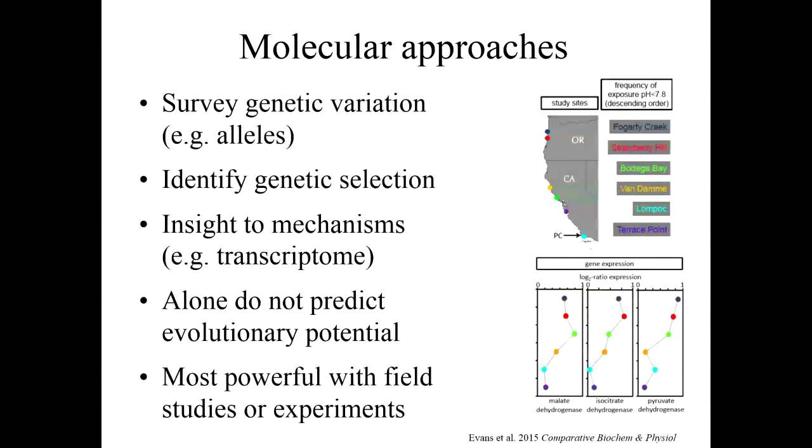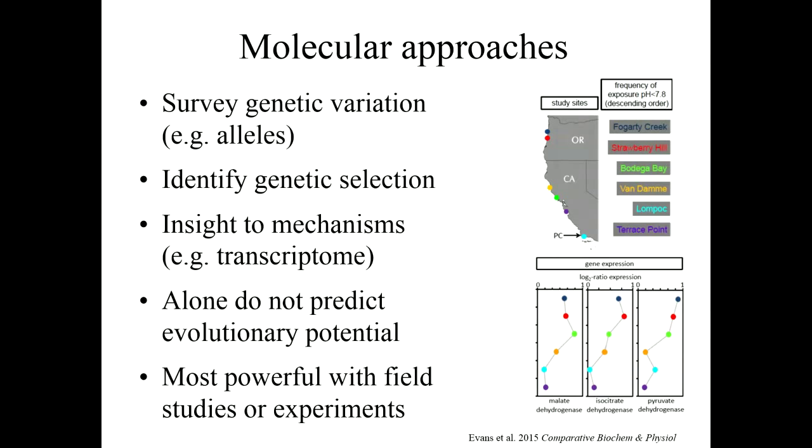Here's just an example of a field study that used molecular approaches. It was a nice, simple illustration. This was sea urchins, west coast of the US, and there's a change in the frequency of exposure to low pH water. It's not completely in line geographically. This is the order of exposure. These are where they were sampled. Anyway, they sequenced a whole bunch of genes, and what they found was that these three processes were involved with being able to cope with the lower pH in these populations.